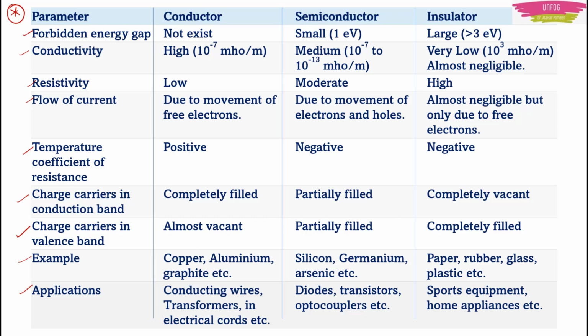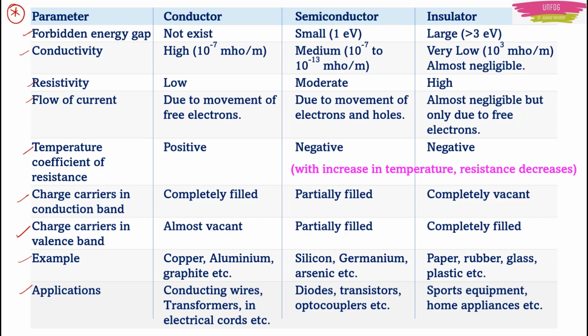See, when I say the temperature coefficient of resistance is negative for insulator and semiconductor, I mean to say that with increase in temperature, resistance is decreasing. As temperature increases, resistivity decreases for semiconductor and insulator. Why is this happening? Because electrons gain energy. Why are electrons gaining energy?